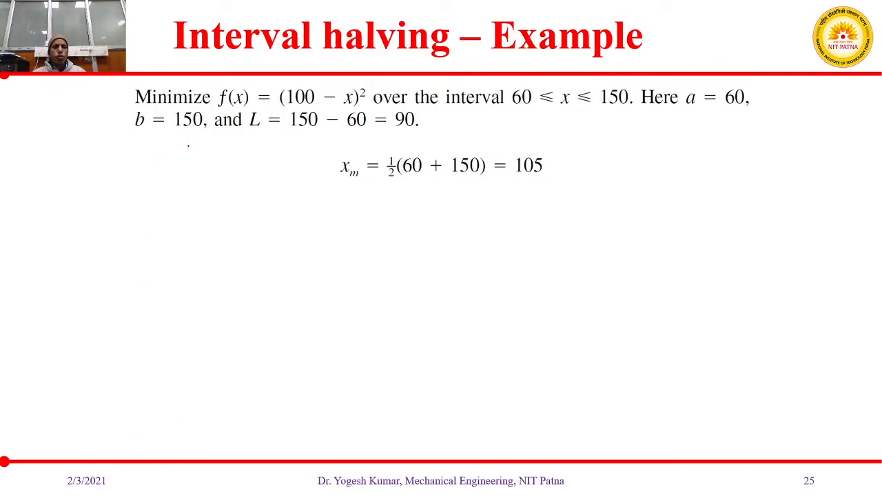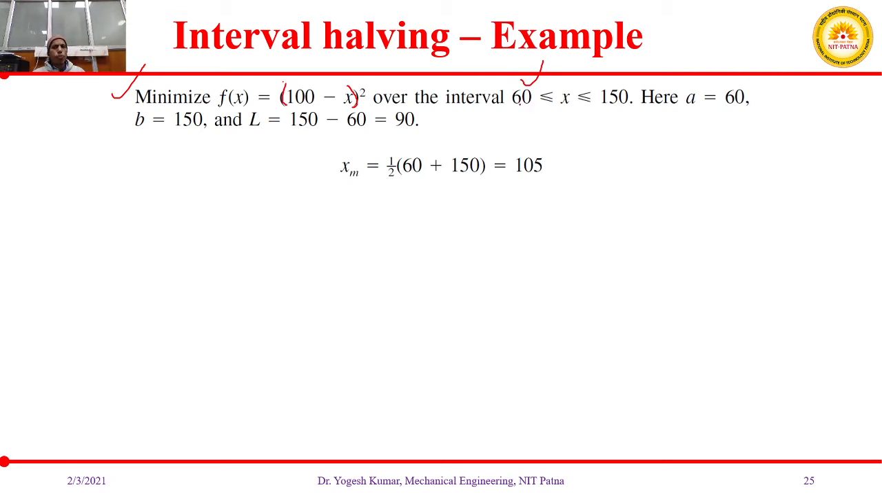Okay, so let us move to the example. We have one example: minimize f(x) equal to (100 minus x) whole square. Over the interval, we have already some value of interval from the bounding phase.